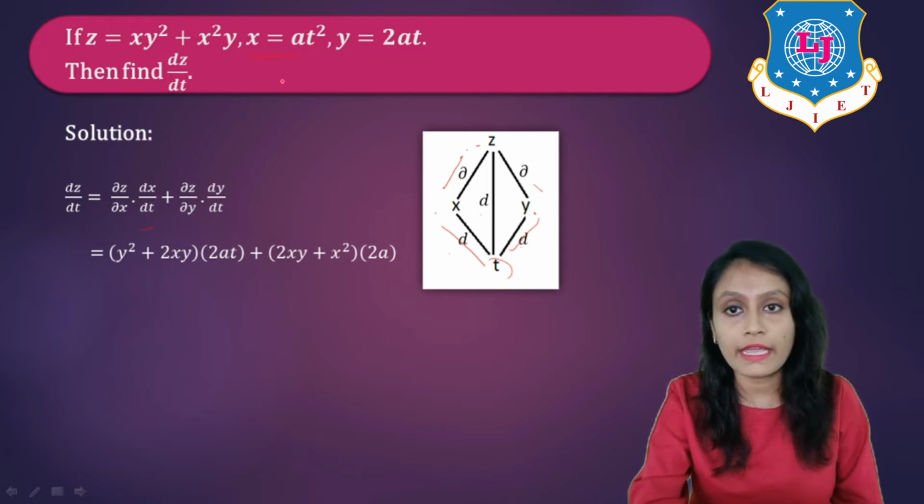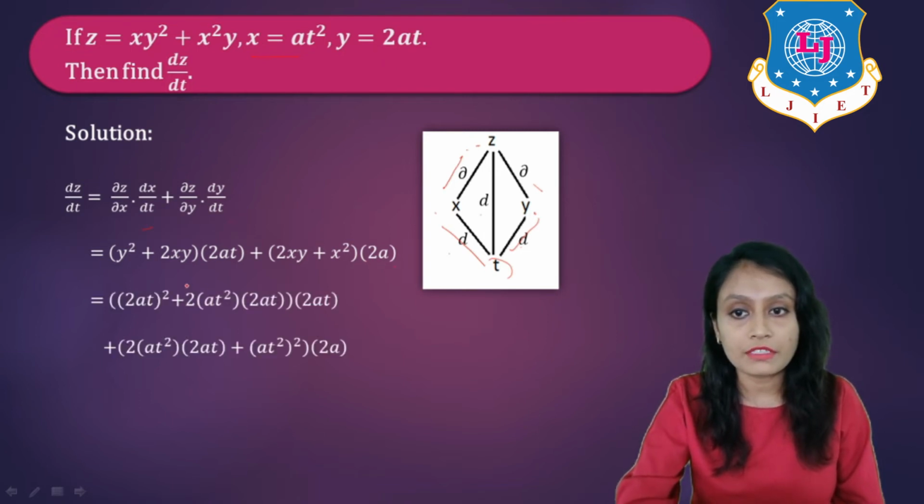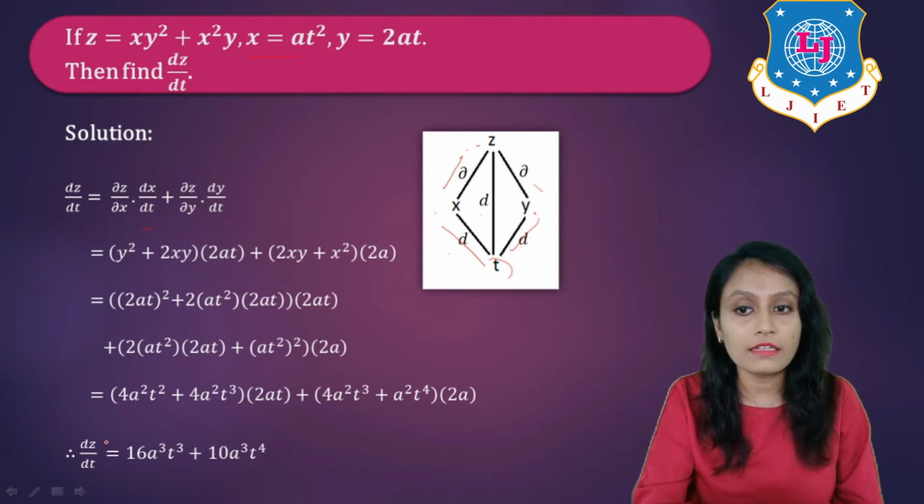So from this you will get 2at, plus del z by del y, meaning the derivative of z with respect to y keeping x constant. So from here you will get 2xy plus x square into dy by dt, meaning the derivative of y with respect to t, which is 2a. Simplify it further, and in place of x we write at square and in place of y 2at, and simplifying further we get the final answer of dz by dt is equal to 16a cube t cube plus 10a cube t raised to 4.